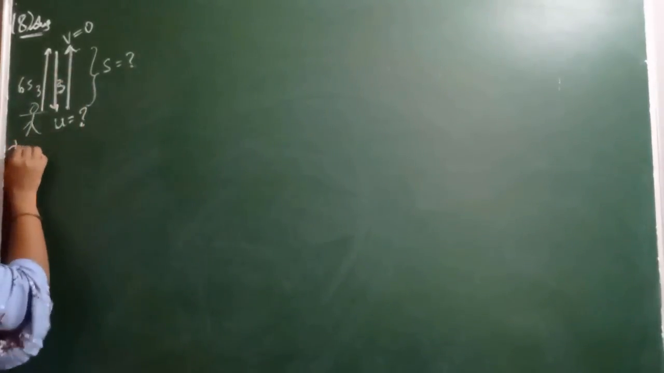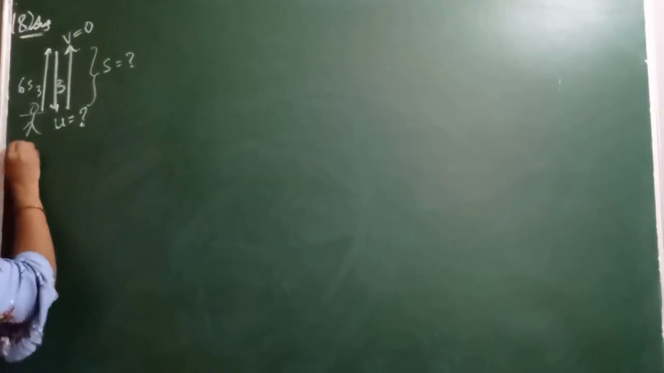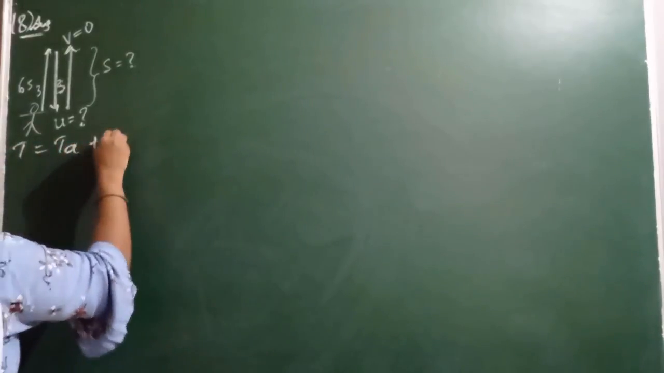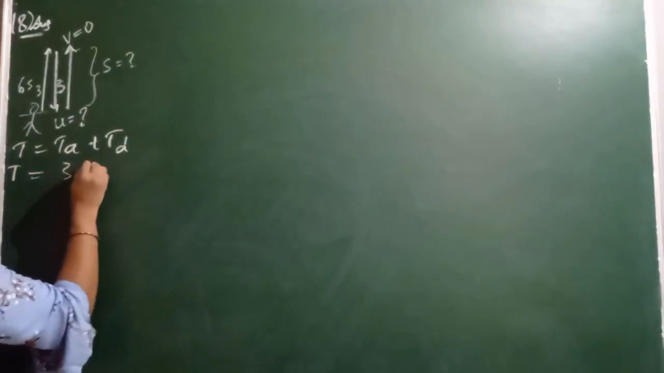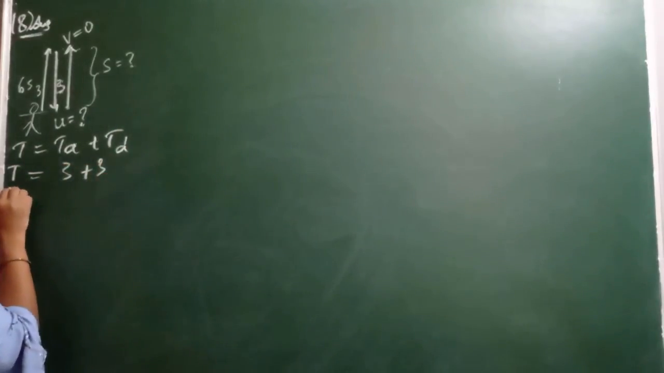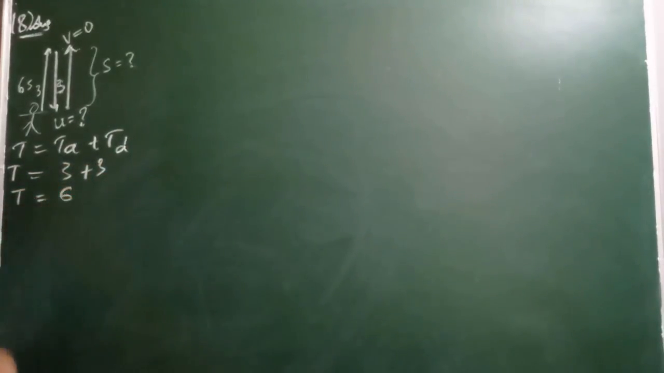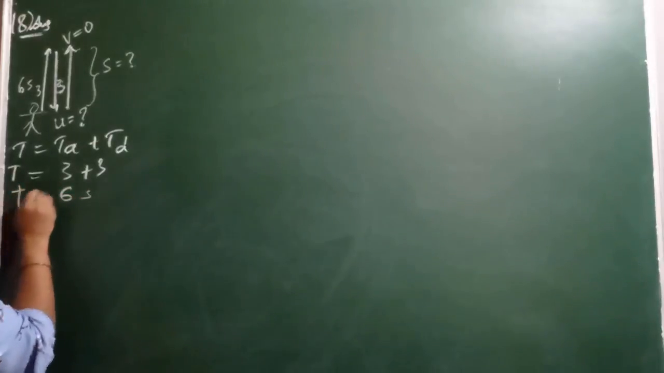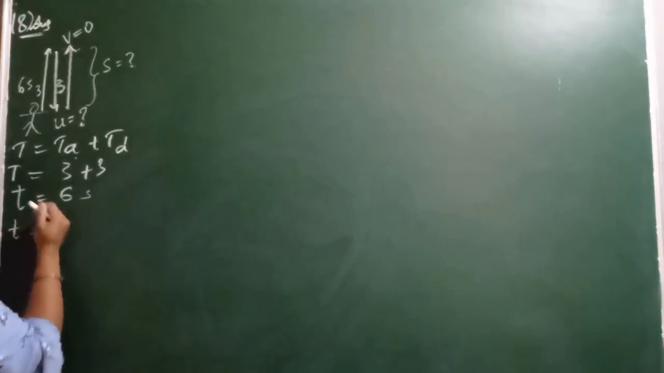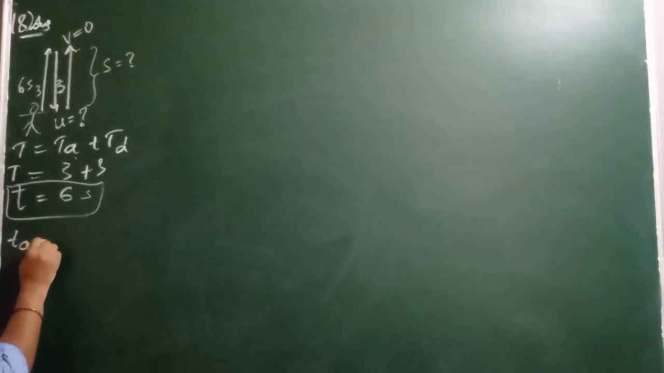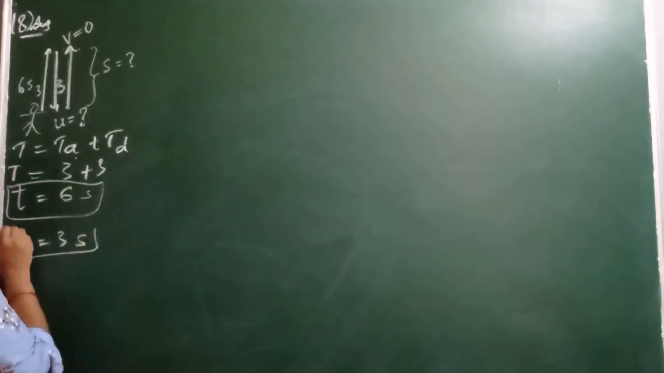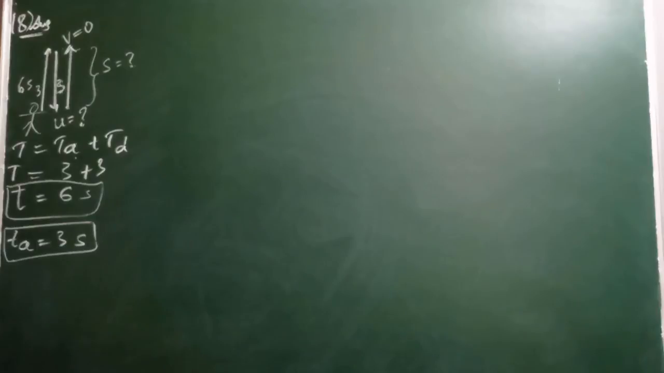So the total time is the time of ascent plus the time of descent. So the time is 3 plus 3. The total time will be 6 seconds. So to go up, how much time has it taken, children? The time of ascent, to go up, is 3 seconds.